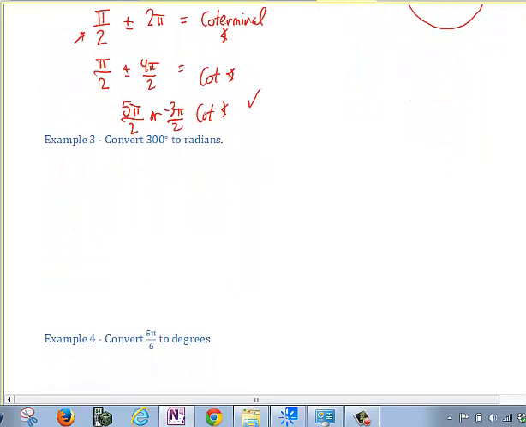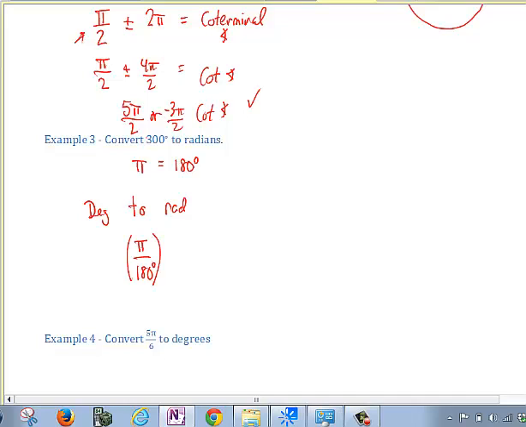Now we're moving into the next objective, which is to convert 300 degrees to radians. So in most classes where you have a conversion factor and you do unit conversion, you need to know what one thing is equal to as opposed to the other. So we have pi radians is equal to 180 degrees. So whenever you're going to convert from degrees to radians, the conversion factor would be pi over 180 degrees. So this is your conversion factor.